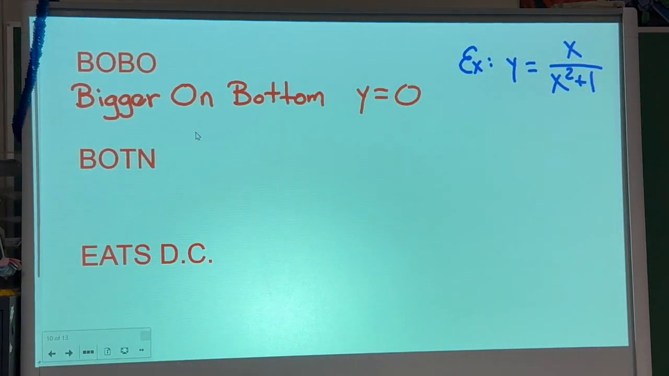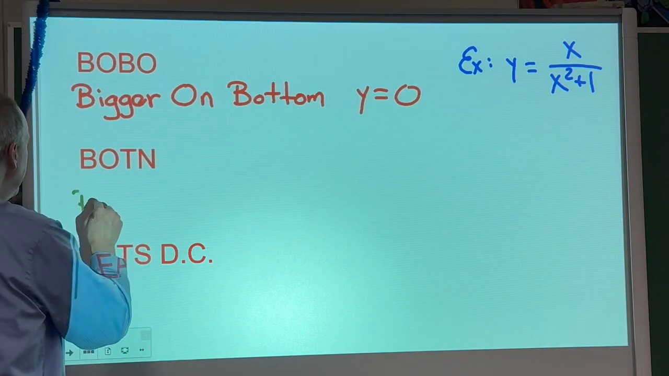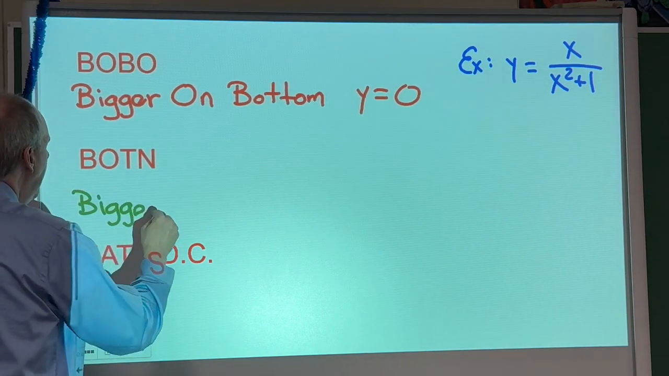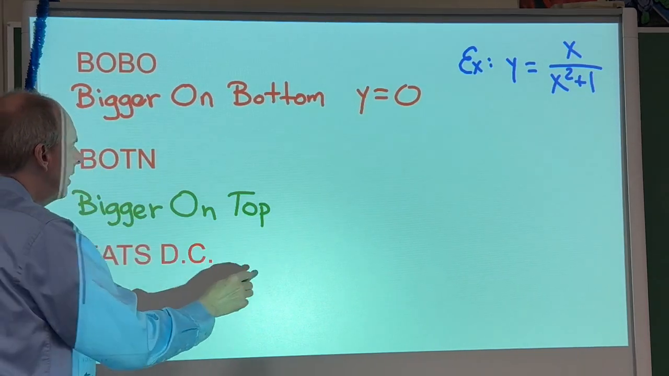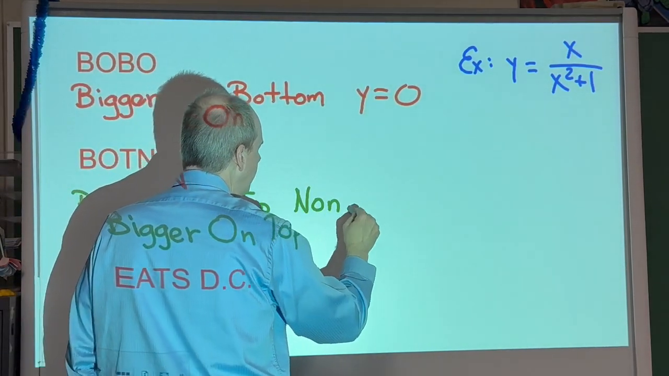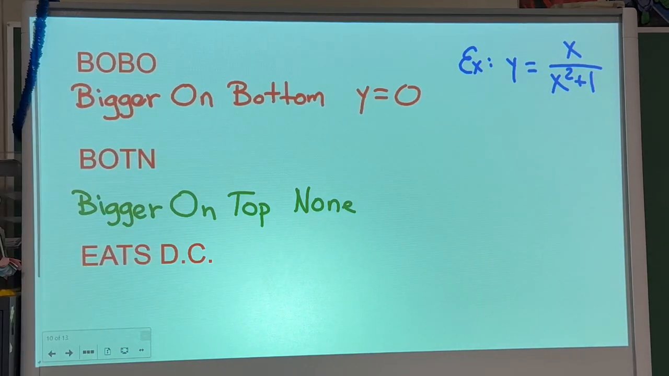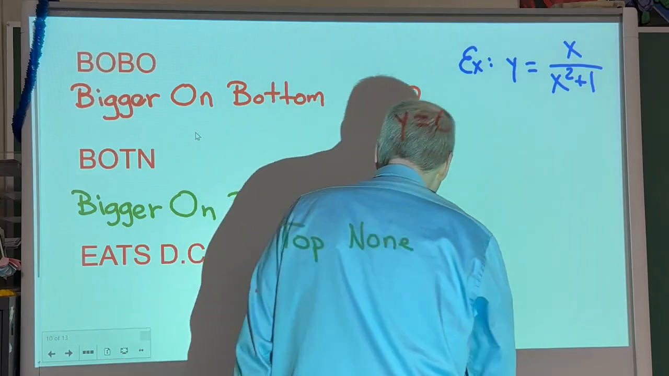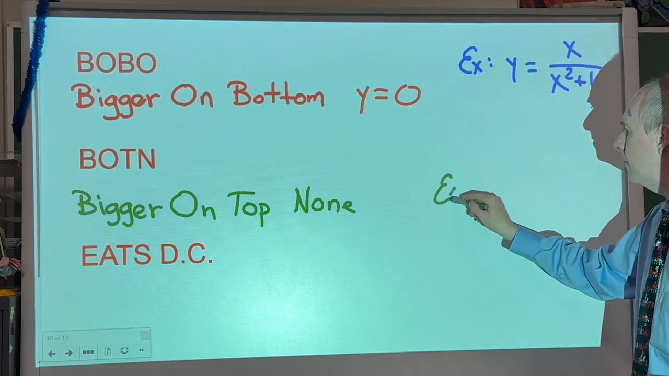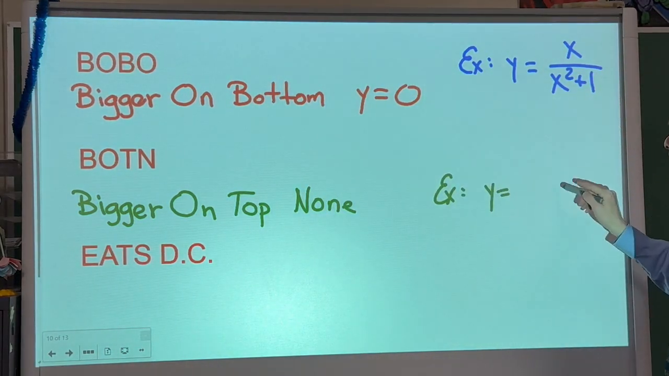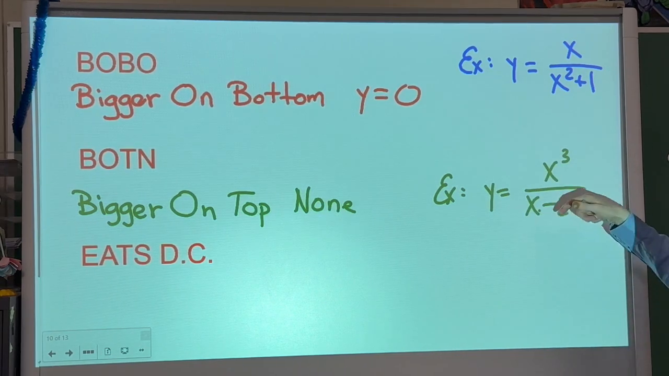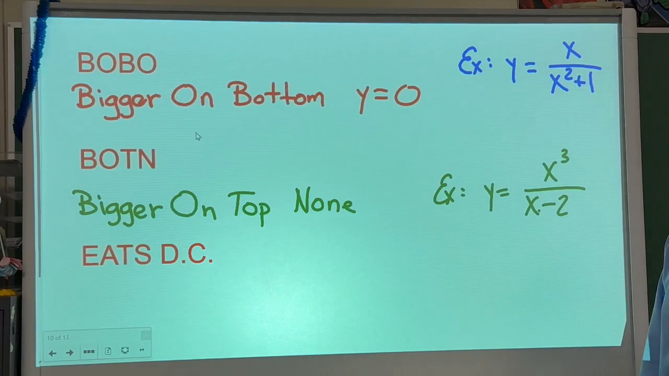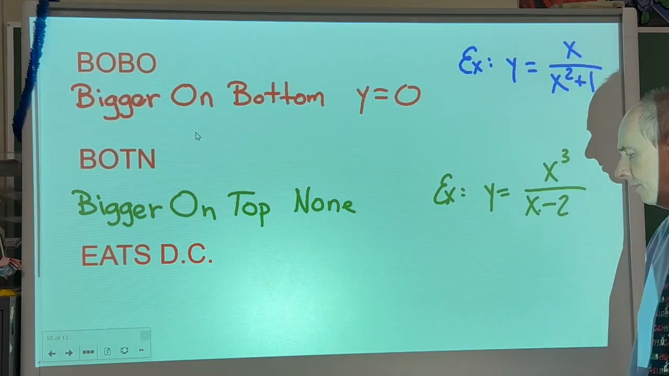B-O-T-N. Bobo Botan. Bigger on top. B-O-T. Then the answer is none. There is no horizontal asymptote. Remember, we could have 0, 1, or 2. What would be an example? y equals x cubed over x minus 2. Exponents 1, exponents 3, bigger on top. There is no horizontal asymptote.